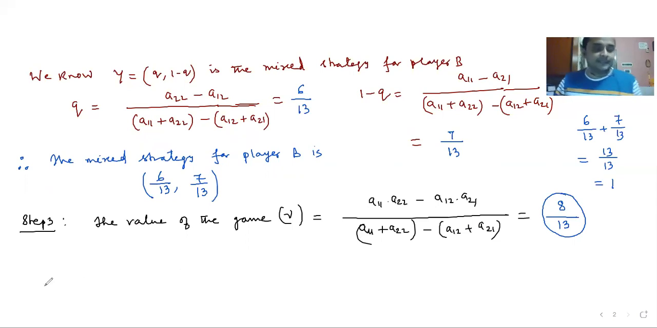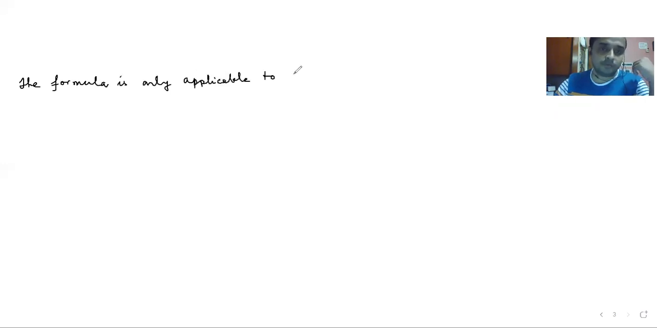Now you see the drawback of this formula is that it is only applicable to a 2 by 2 matrix. In a game it is not always a 2 by 2 matrix; maybe a 3 by 3 matrix will be given to you or something like that. So what will I do in this particular case? Let's discuss that.